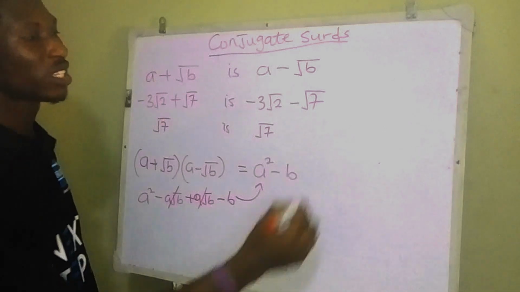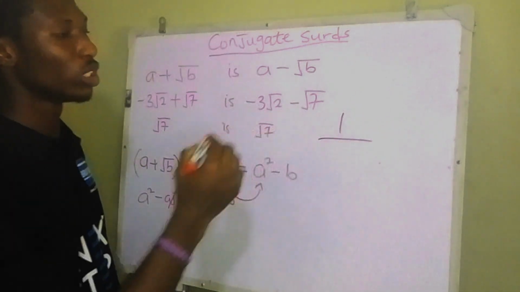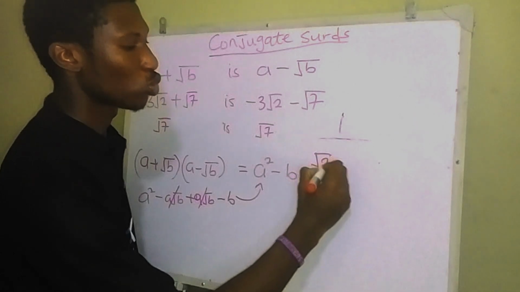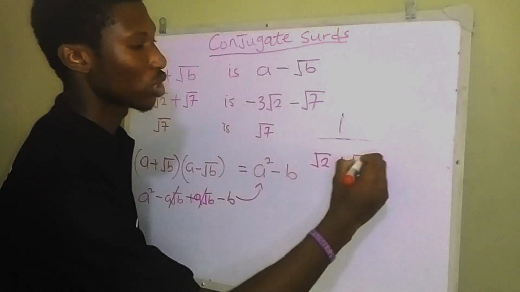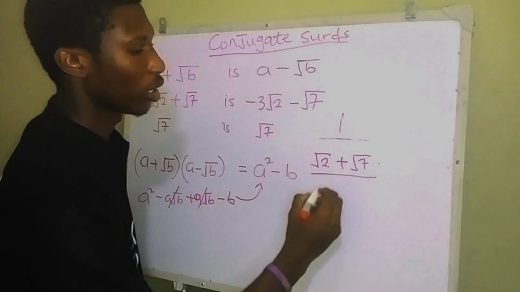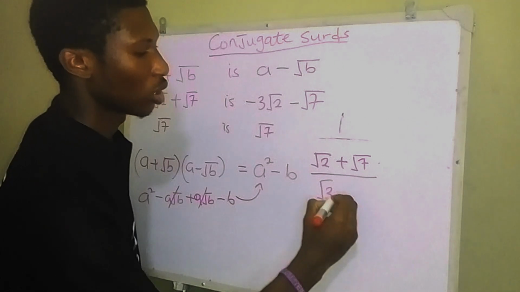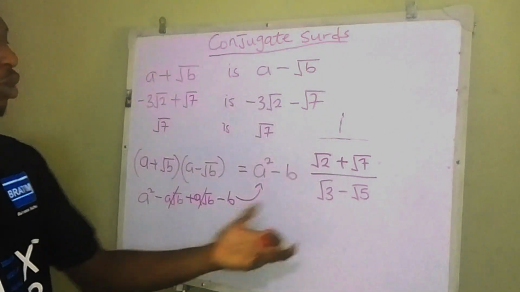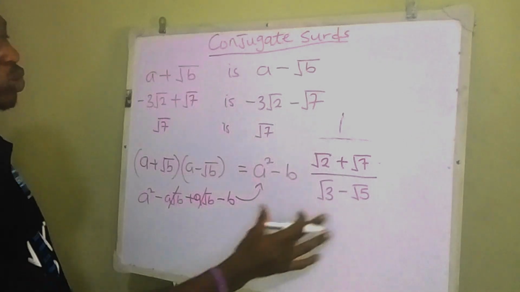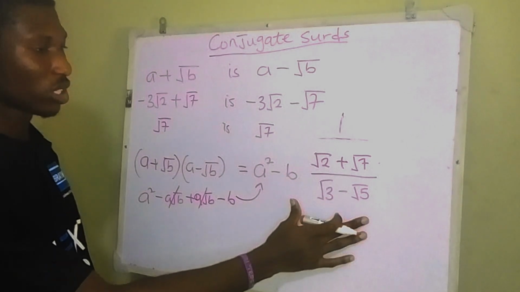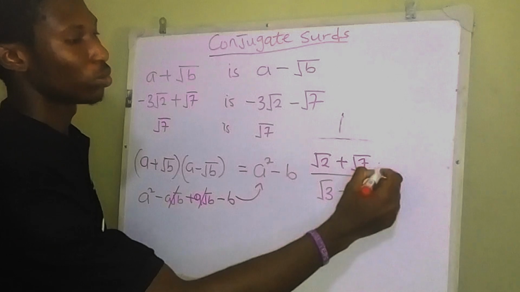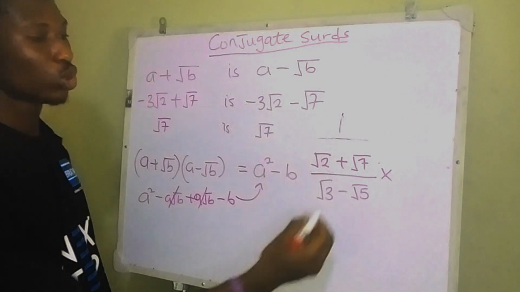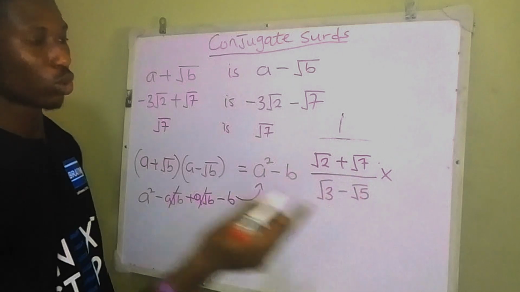You only rationalize the expression of the denominator. So for example, if I have square root of 2 plus square root of 7 divided by square root of 3 minus square root of 5, and I'm asked to simplify an expression like this, I will multiply the denominator and the numerator by its conjugate. Now, the conjugate obviously will be square root of 3 plus square root of 5.